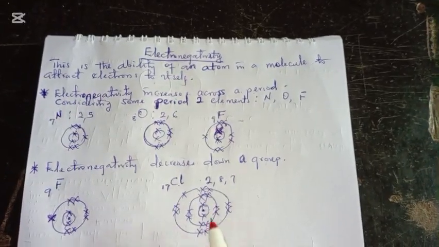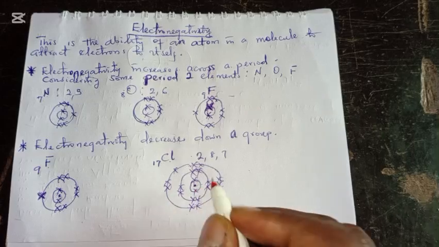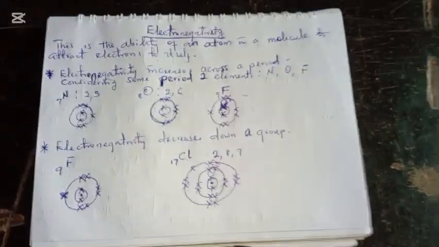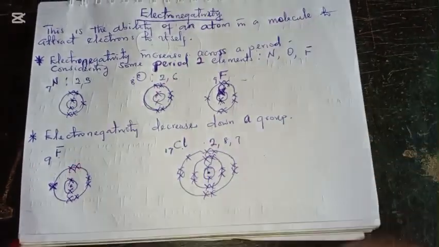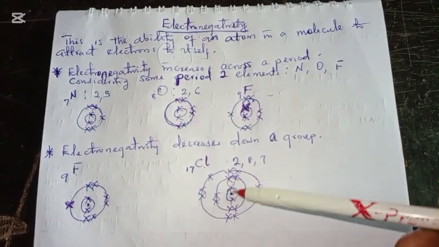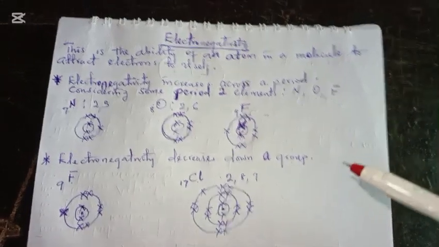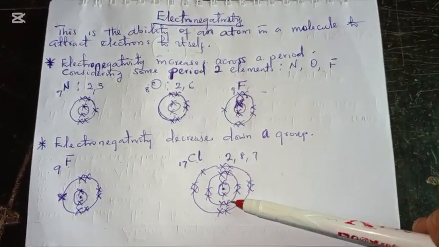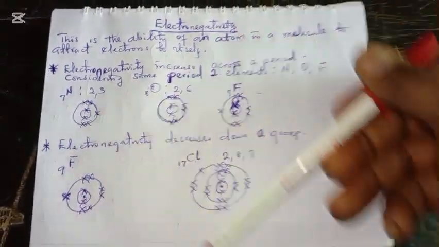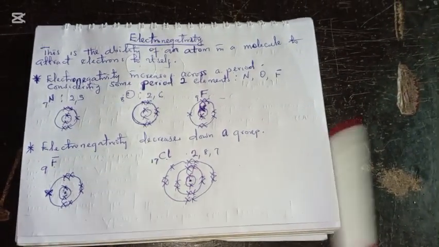On that note, looking at the shell diagram of chlorine, the electrons tend to move further away from the protons because of the distance between the protons and the electrons. On that note, chlorine will find it difficult to attract electrons to itself when compared to fluorine. So as we move down the group, the electronegativity of the element decreases based on that fact.